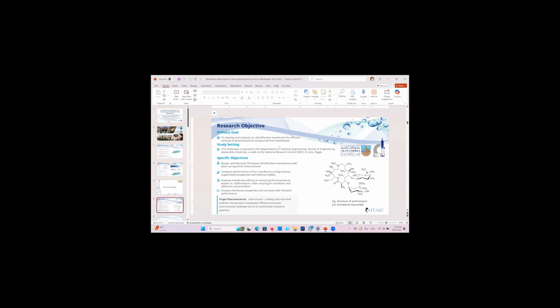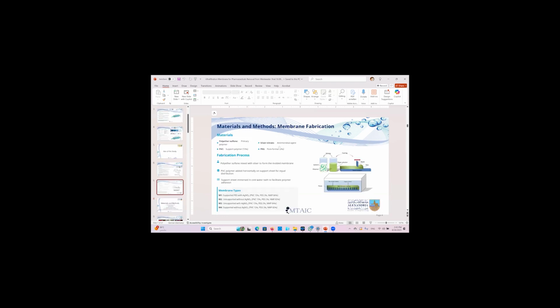The first step is the membrane fabrication. The 4 major materials used were PES, PVC, silver nitrate, and PEG. The PES is the primary polymer, the PVC is a support polymer, the silver nitrate is an antimicrobial agent, and the PEG was the pore former. In this process, we use the phase inversion technique.